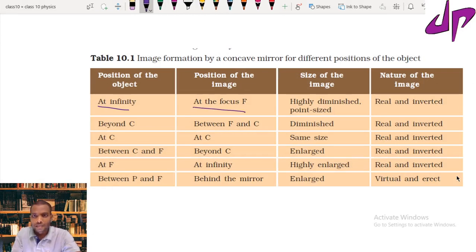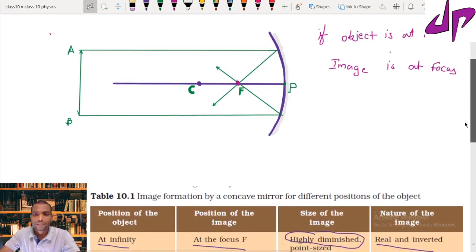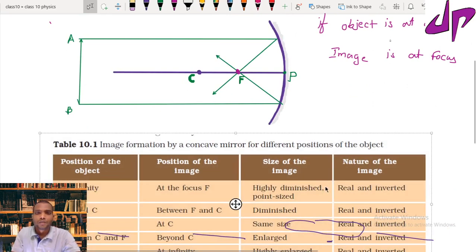The size of the image is highly diminished, so we can say that it is nothing but point size. And the nature of the image is real and inverted. So the image is formed here, at the position of the focus, and here we cannot see the image because it is very point size, and the nature of the image is real and inverted.